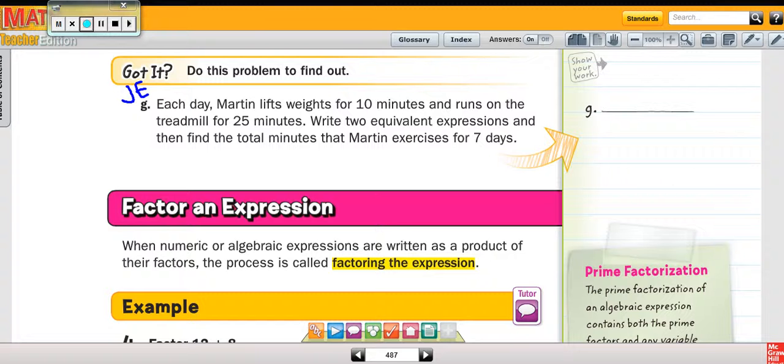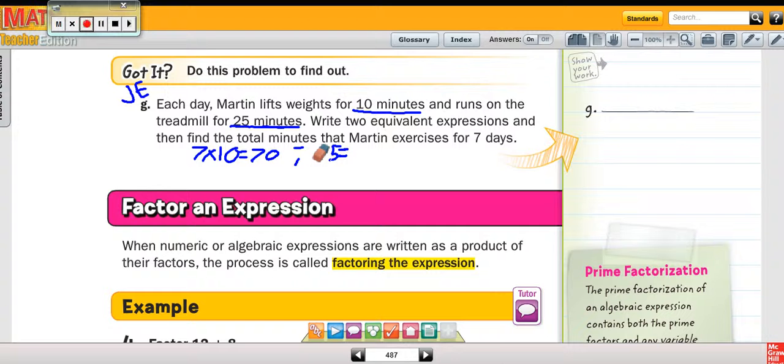So in one day, Martha waits for 10 minutes and runs on the treadmill for 25. So you take 7 times 10, you get 70, and then 7 times 25, and then get 175. Yes, I agree with your solving, but you haven't written the expressions. So if you do 7 times 10, then what are you going to do with the 7 times 25? You're gonna add that to the 70.